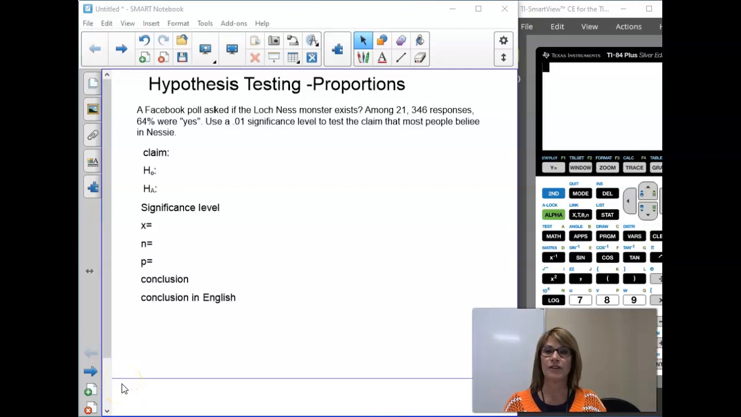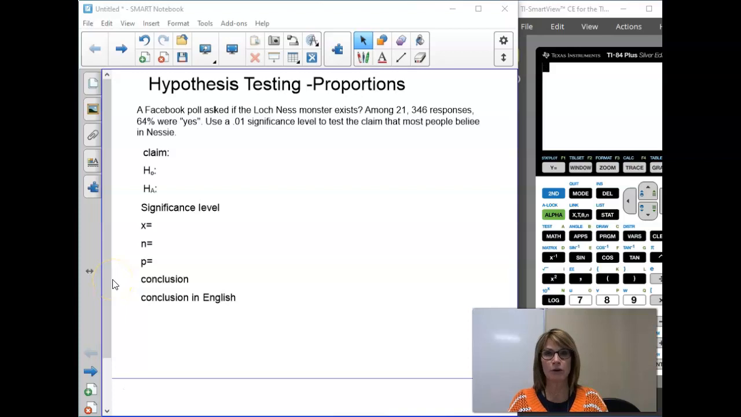Hi everyone, I thought that we would practice hypothesis testing with one proportion, and I found a really fun problem about the Loch Ness Monster. So grab your calculator and some paper, kind of follow along with what we're doing and you can practice this.